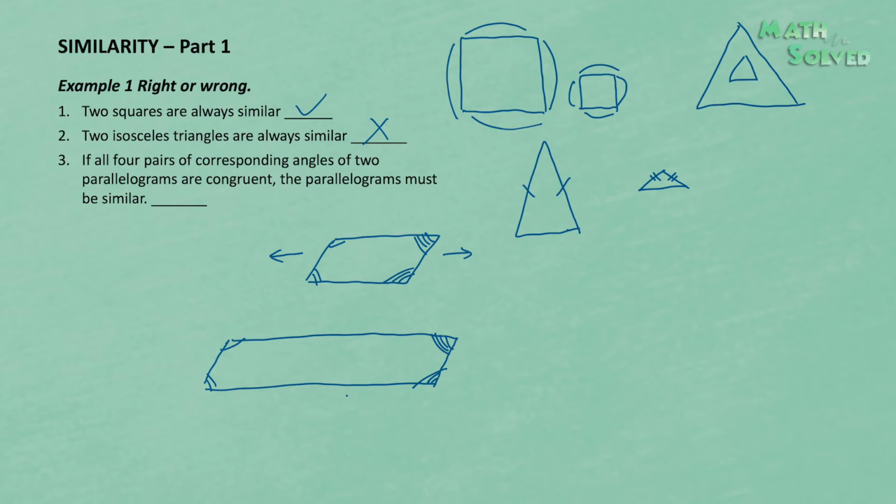But the sides here are not proportional. As we can imagine, this side over this side may be equal to 2 over 1, and maybe this side over this side is equal to 1, so these two sides may be congruent. Therefore, the sides are not proportional within the two parallelograms, so they may not be similar. They could be. So if you say they must be similar, this is wrong.